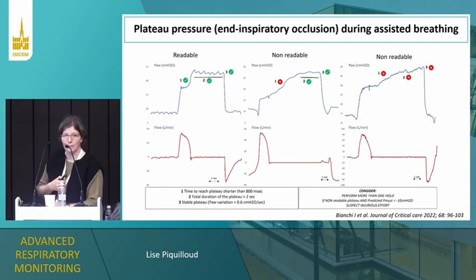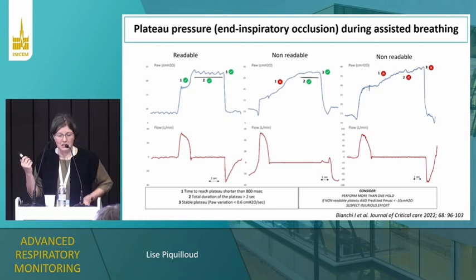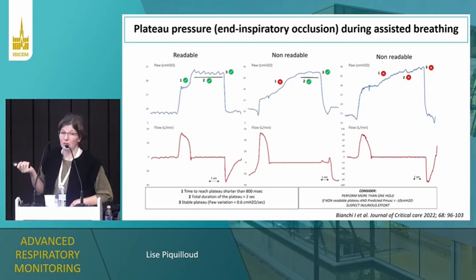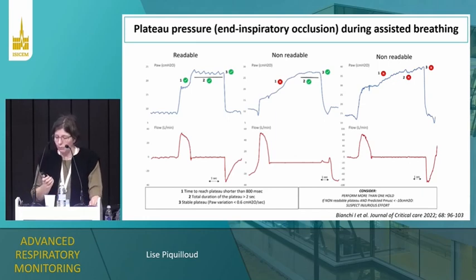It should be stable. In my experience, it's possible to do that in more than 90% of the patients under pressure support ventilation with some training. But in about 10% of the patients, you just have that, and that cannot be interpreted. Then you have to check the aspect of your airway pressure curve before interpreting the plateau you measure during spontaneous breathing.